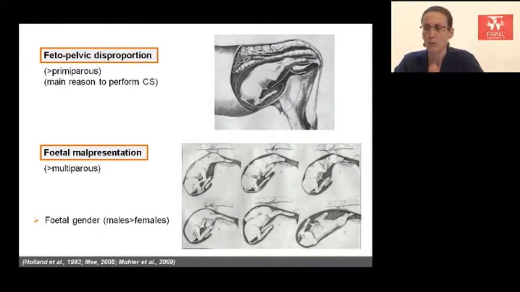And both of these causes can be affected by one risk factor, that is the fetal gender. So in general, we can say that males have twice the risk of females of experiencing, for example, malpresentation.